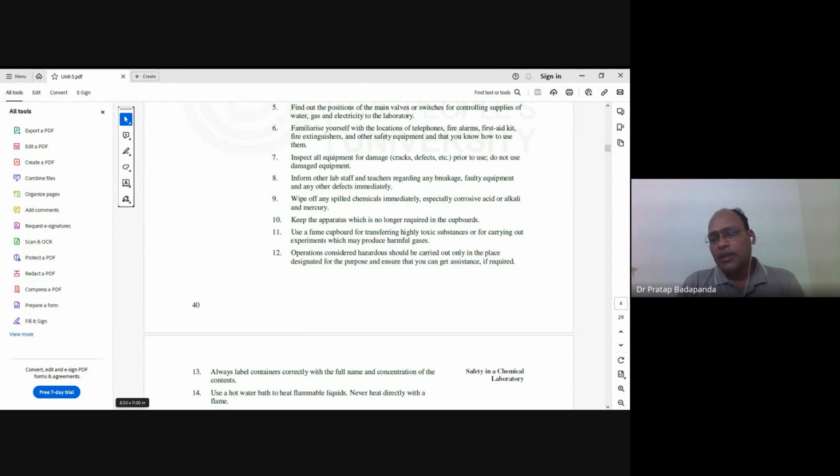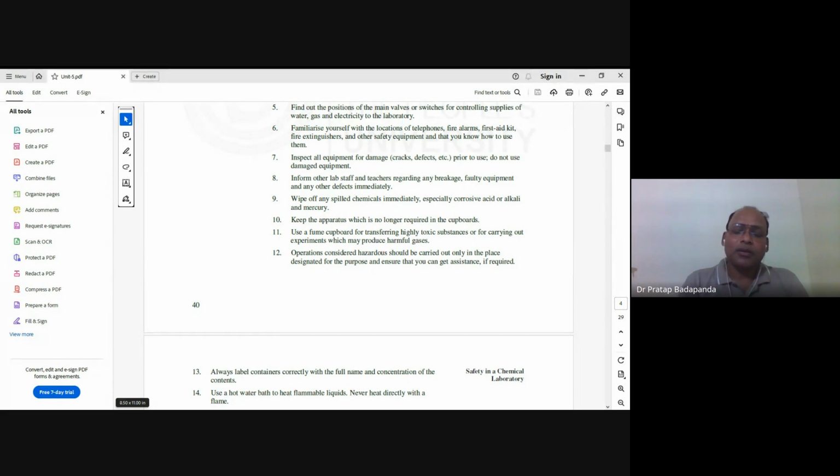Next thing is that you should keep apparatus which is no longer required in the cupboard. If you make your workstation cluttered with things that are not useful, just keep them away from you. Keep only the essential parts with you near the workstation, and remove the other things. If I have already finished with the barium sulfate, why should I keep that bottle, that box, at my workstation? I have to keep it away.